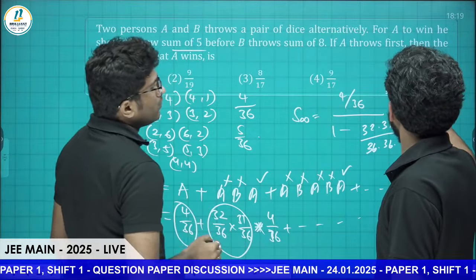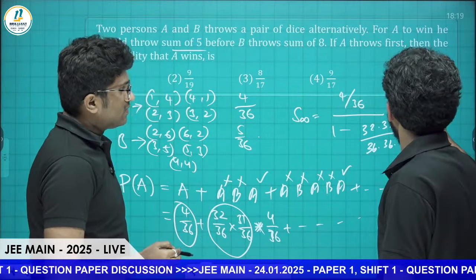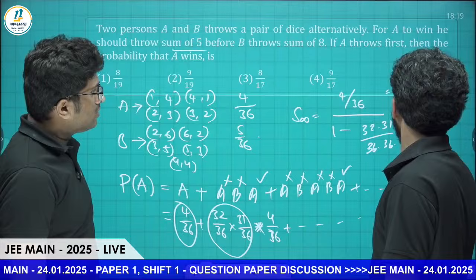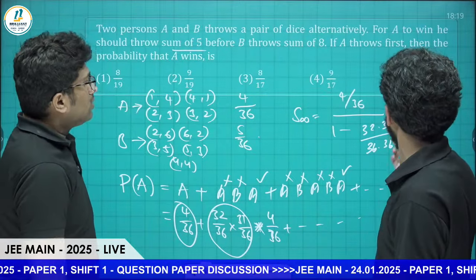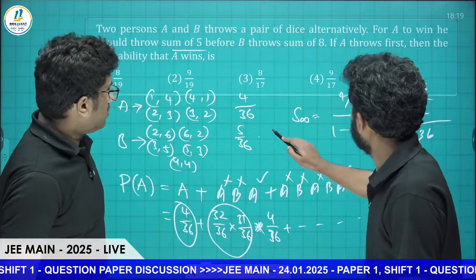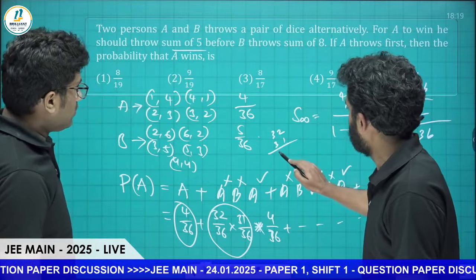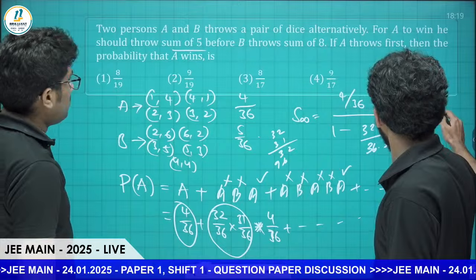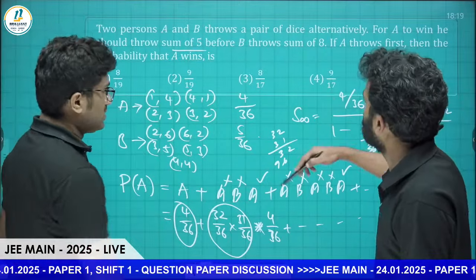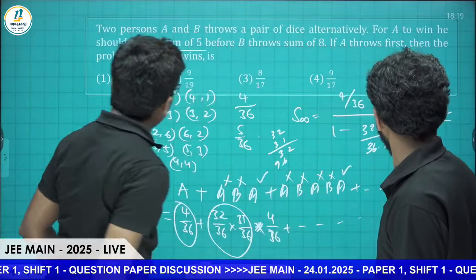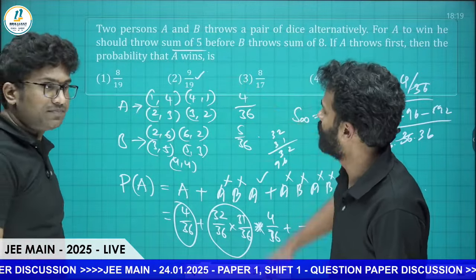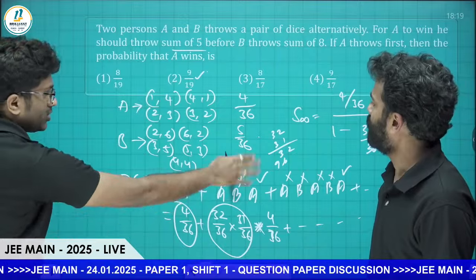36 into 36 is 1296. So 1296 minus 32 into 31, which is 992, gives 304. The 36s cancel, and you can simplify to get the answer 9 by 19. Okay. Next question. Super, a direct question, sir.